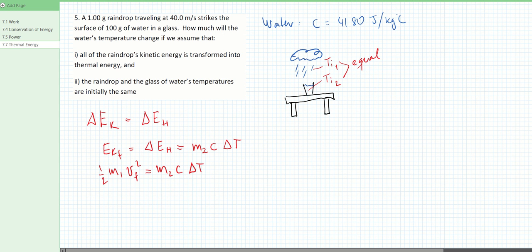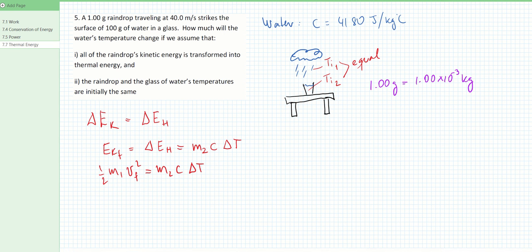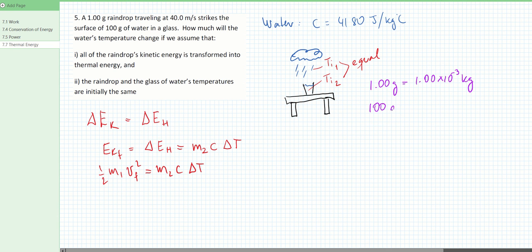One thing we need to be careful with is the units, because the mass of the raindrop is 1 gram, the mass of the water in the glass is 100 grams. So we need to be careful with that. Remember, we had to convert it to kilograms. So 1.0 grams is going to be the same as 1.00 times 10 to negative 3 kilograms, because 1 gram is 1,000th of a kilogram, or 1,000 grams in a kilogram. And with the 100 grams, now, let's see, we probably should add a decimal place here.